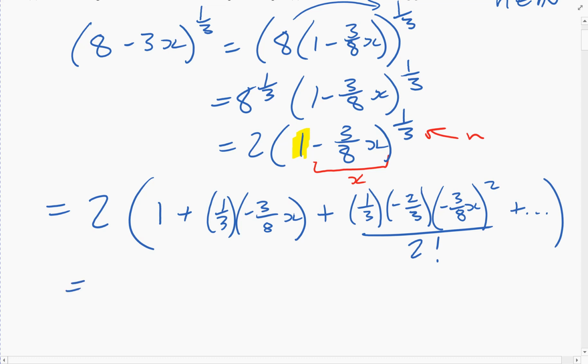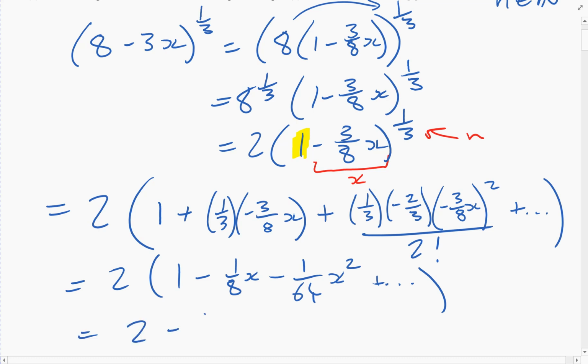Multiply everything, well, let's simplify everything first. So that would be 1 minus 1/8 of x minus 1 over 64 x squared, and then times everything by 2, and we get 2 minus 1/4 x minus 1 over 32 x squared.